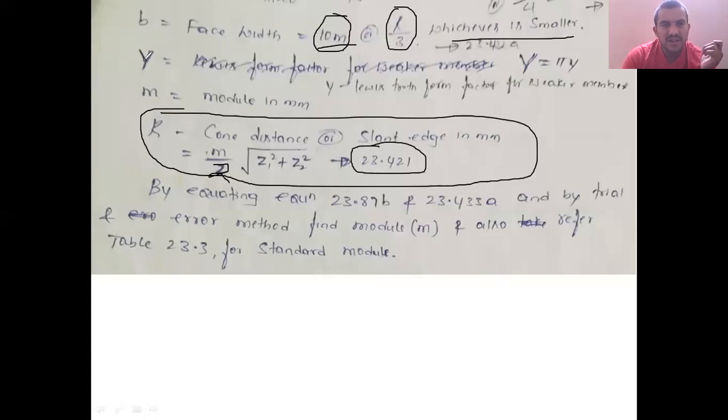Next, what is capital Y? Capital Y is equal to pi times small y. Small y is the Lewis tooth form factor. Next, small m stands for module in millimeters.